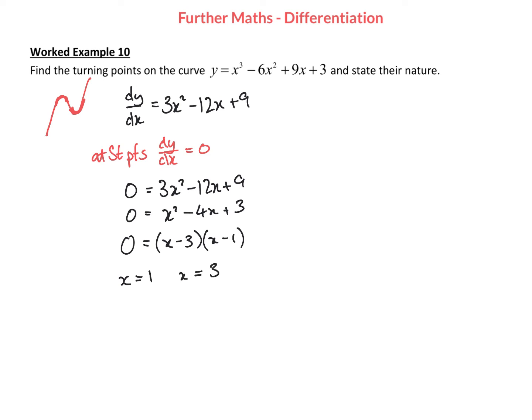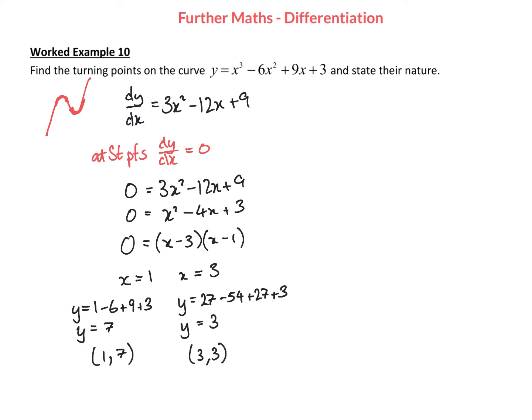Again, let's find the y coordinates that go with that. Well, if x is 1, y is equal to x cubed, so 1, minus 6x squared, so minus 6, plus 9x, plus 9, plus 3, so 13 take away 6, so y equals 7. So that's the point 1, 7. Wee bit more work when x is 3. y equals 3 cubed, so it's 27, minus 6 times 3 squared, well that's 6 times 9, so that's minus 54, plus 9 times 3, so plus 27, plus 3. So in that case, y equals 3. So we've got the point x is 3, y is 3, the point 3, 3.